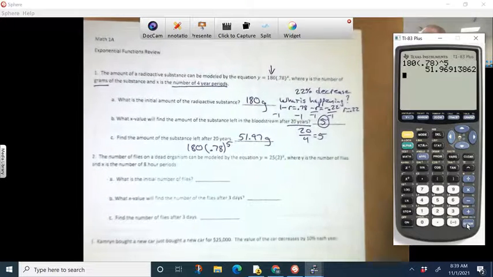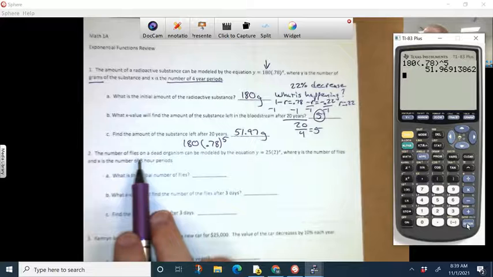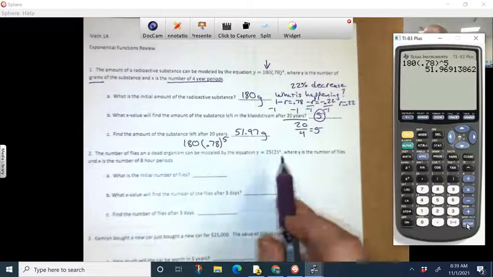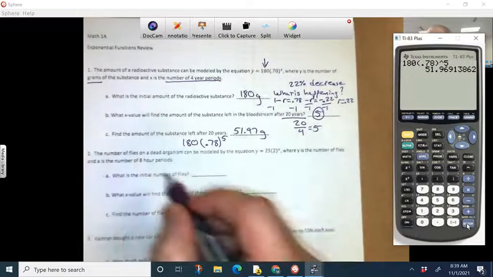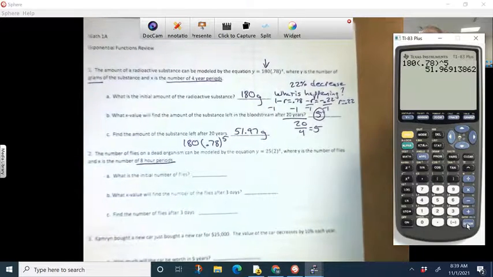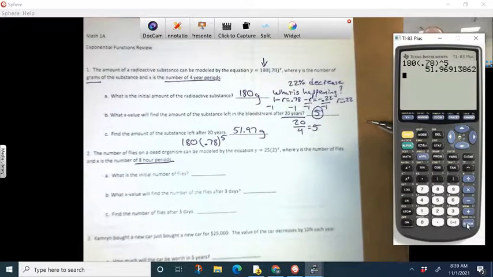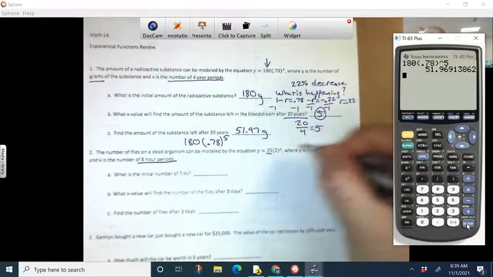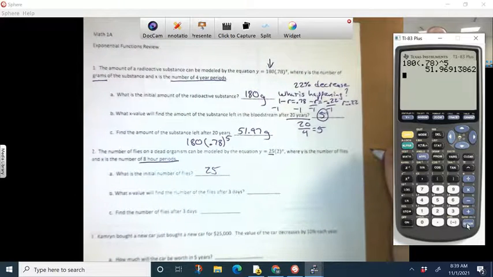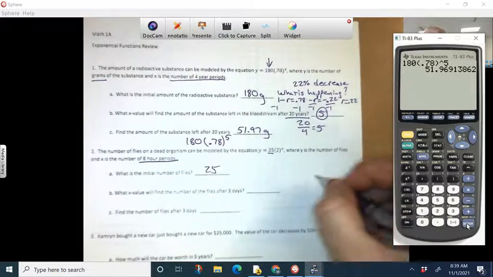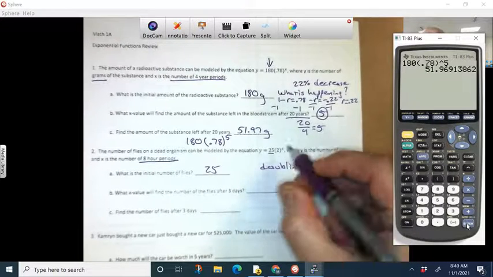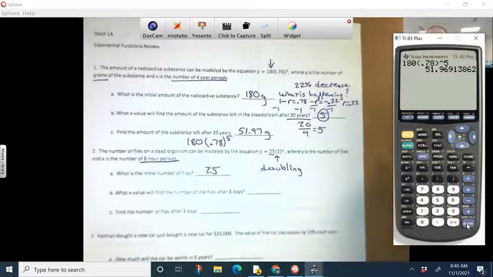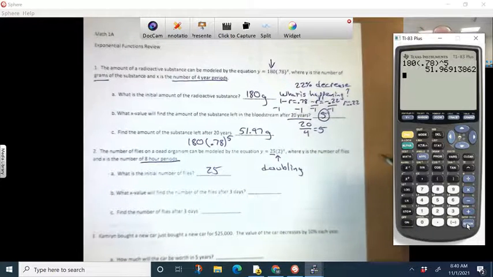So let's take a look at the next problem. It says the number of flies on a dead organism can be modeled by this equation, 25 times 2 to the x, where y is the number of flies and x is the number of 8-hour periods. So the initial number of flies, right here at the beginning, is 25. So what's happening? This is doubling. I know it's doubling because there's a 2 right here. So what x value will find the number of flies after 3 days?